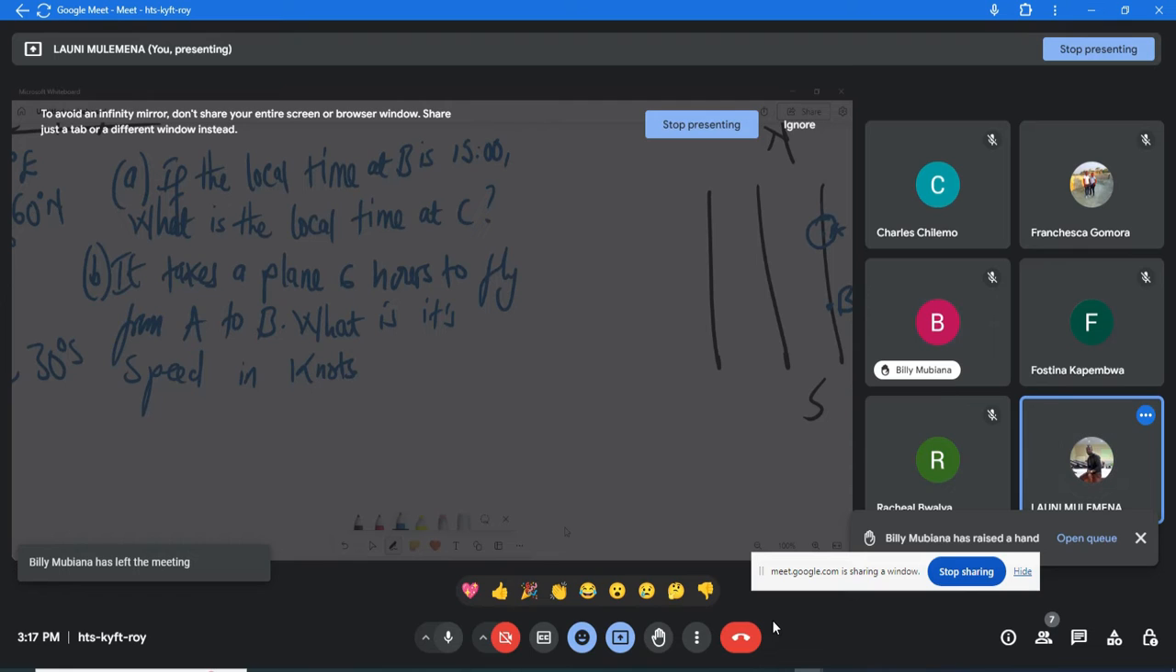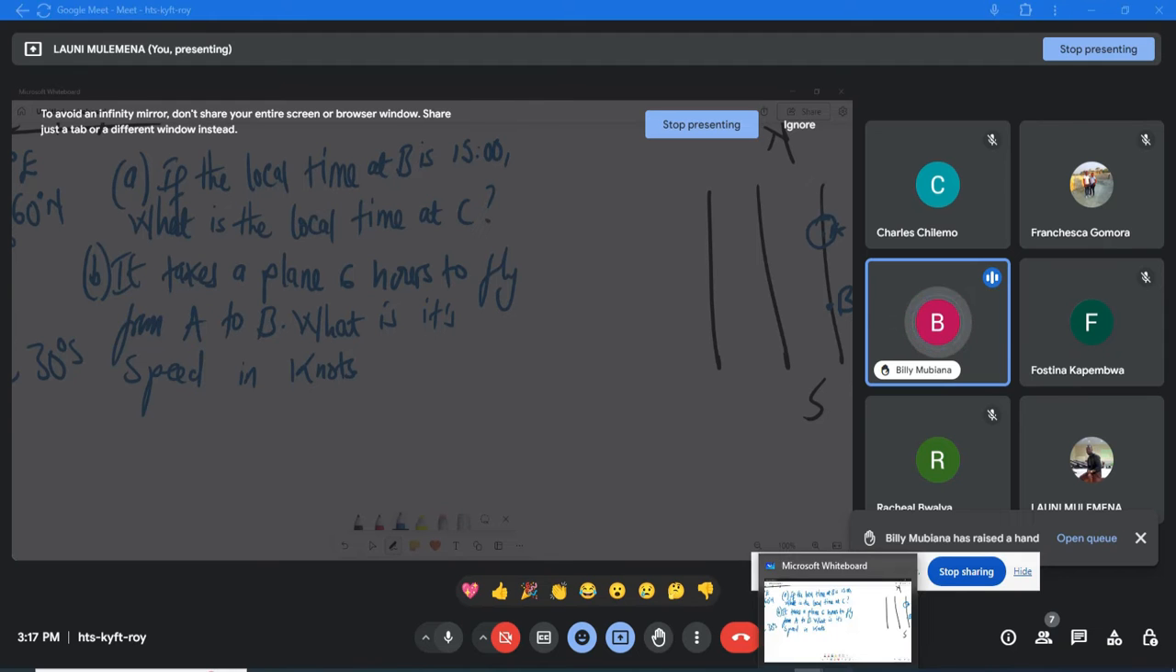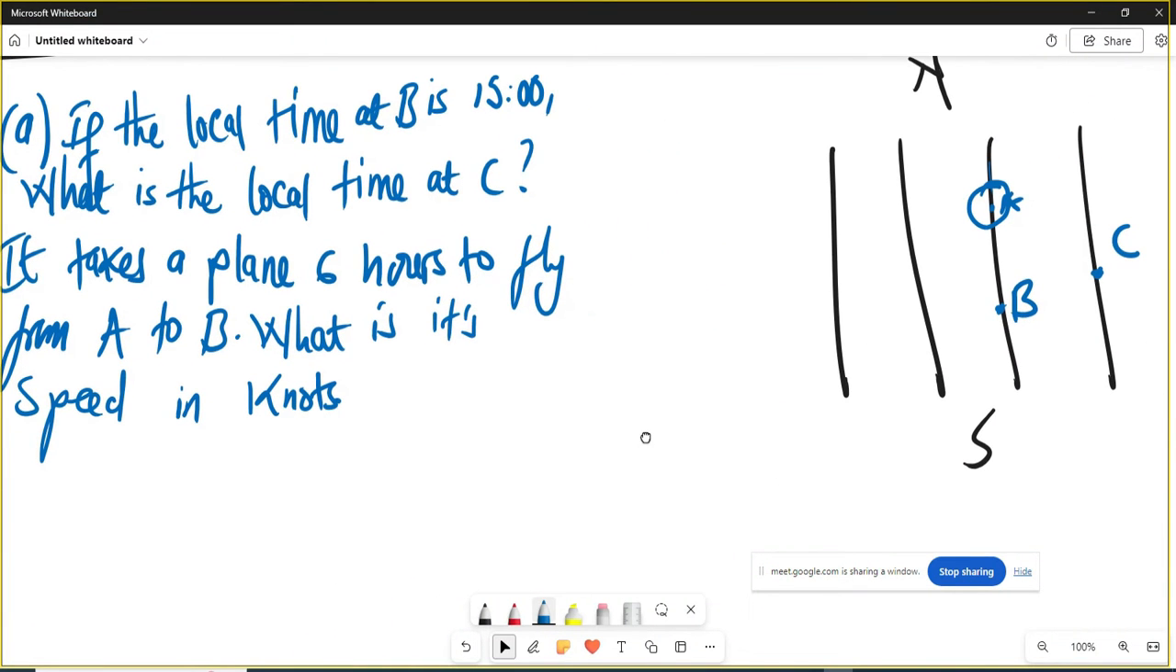Yes, Billy, your hand is up. Yes, sir. So you said that, for example, where there's A here and B, if they are on the same longitude path, the time needs to be the same.